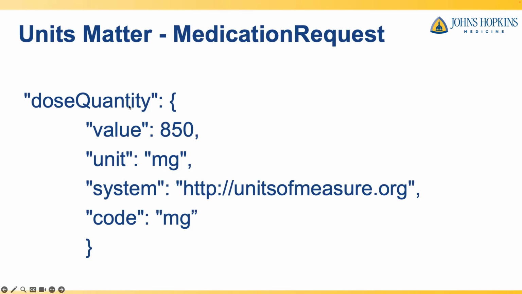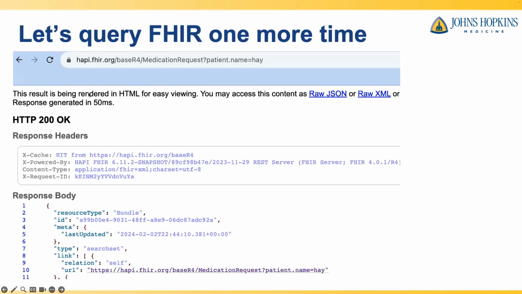As part of the dose quantity within a medication request, you'll see that we have the value, 850, and then we also have a unit defined by another code system called the units of measure code system. And so they'll actually show not only the value, but it's in a computer-generated and computer-understandable form so that we don't get it wrong.